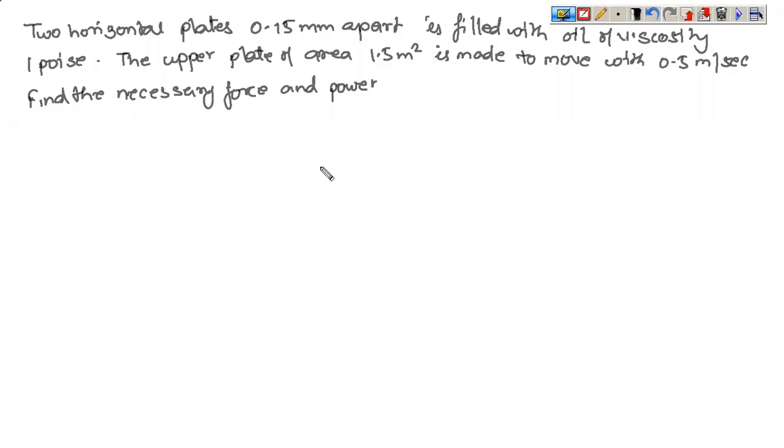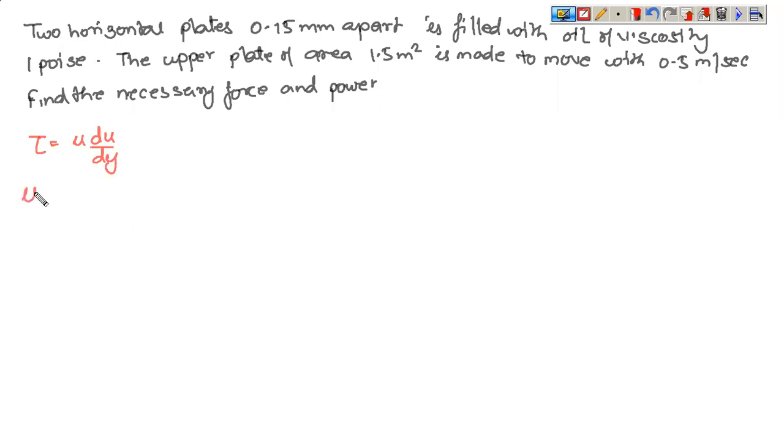So this is a numerical where let us see that you have two horizontal plates. The two plates are kept 0.15 mm apart, and it is filled with oil of viscosity 1 poise. The upper plate has an area of 1.5 meters square, and it is made to move with a velocity of 0.5 meters per second. You are required to find out the necessary force and power. So by law of viscosity, tau is equal to mu du by dy.